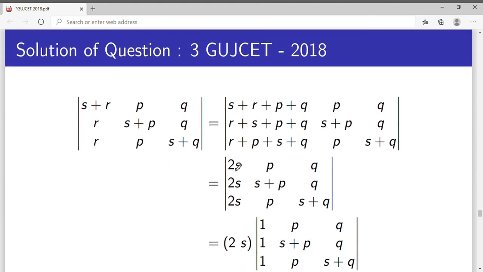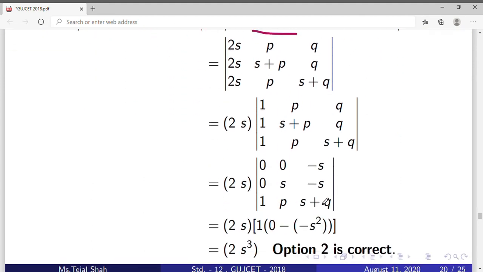In column 1 add column 2 and column 3. So here after the changes column 1 becomes this one, column 2 and column 3 remain as they are. Here the condition is given to us. What is the condition? P plus Q plus R is nothing but S. Okay. So S plus S becomes 2S. Same way again here put P plus Q plus R equal to S. So this one becomes 2S and also this one becomes 2S. Okay. Second column and third column remain as they are.